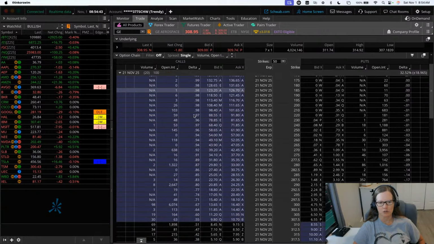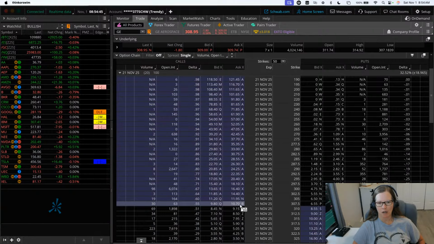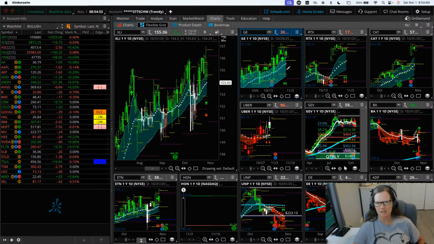Let me go to the 21st and I'll show you. I like to buy out the money, and those are going for $1,000 a contract. So just not affordable for me, but I like the chart itself. Your buy zone would be down here near this lower weekly edge, right at this inside and up candlestick structure.